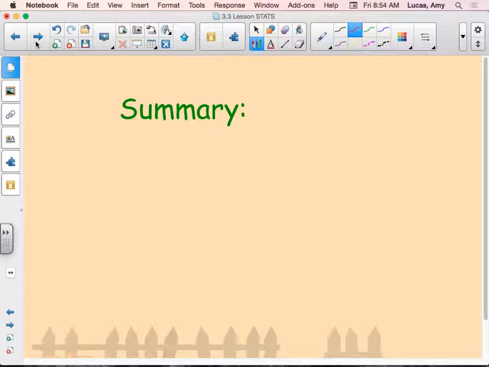Okay, you should be able to write a summary now about finding slope from a graph and check with your teacher for your homework assignment.